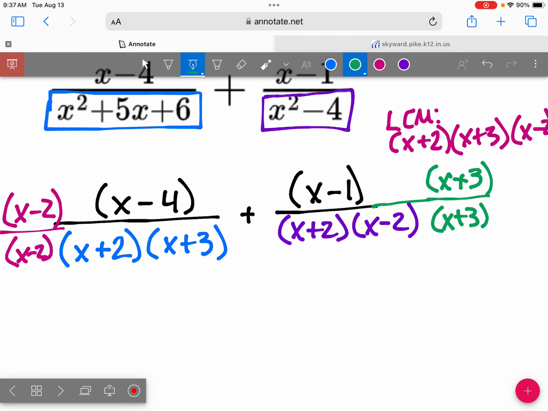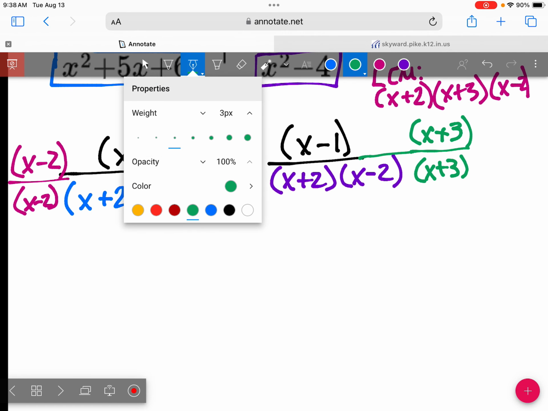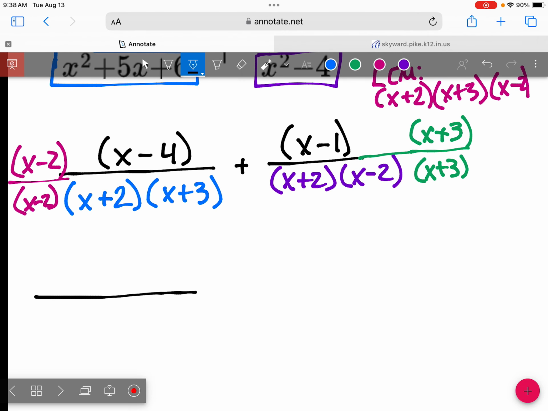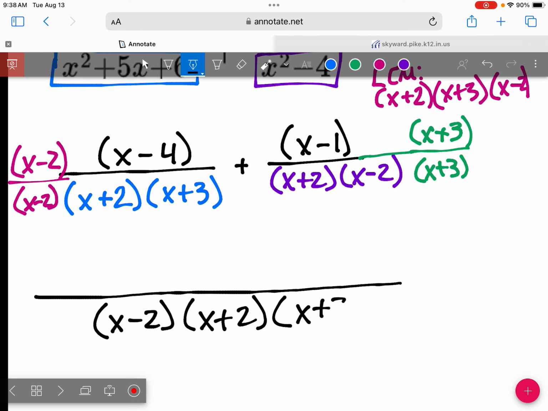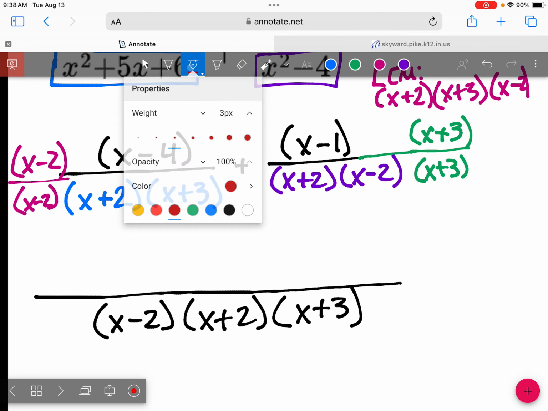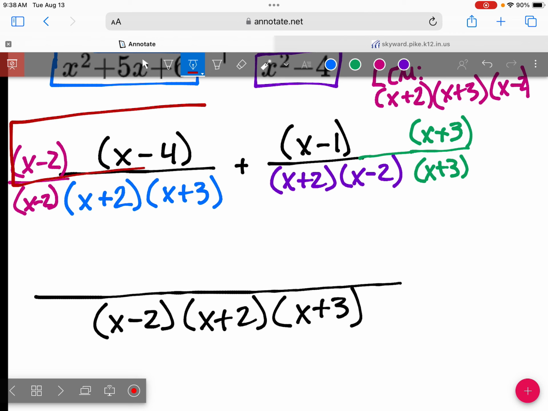So again, we're going to leave our denominators in factored form, but we do need to multiply out our numerators so that we can simplify. I'm going to do this in one big fraction just to reduce the amount of writing that we have. Our denominator is going to be our x minus 2, our x plus 2, and our x plus 3. Need another color. Let's go red. So when we multiply out this numerator, what are we going to have?